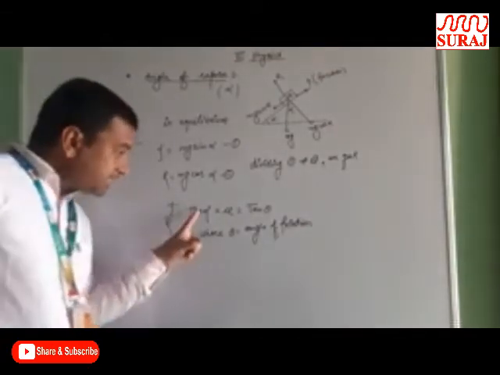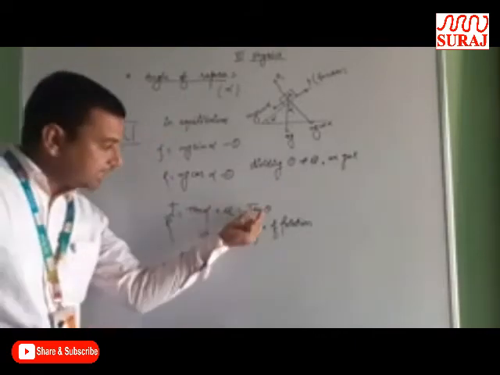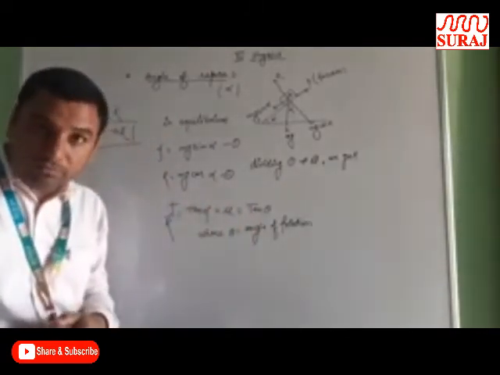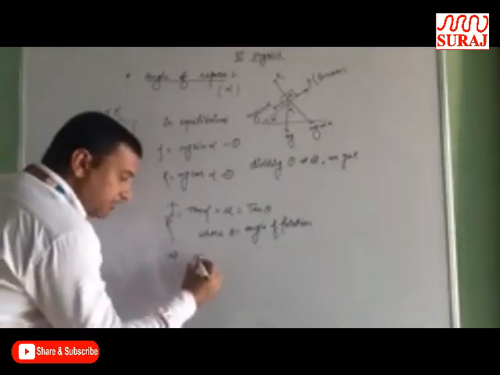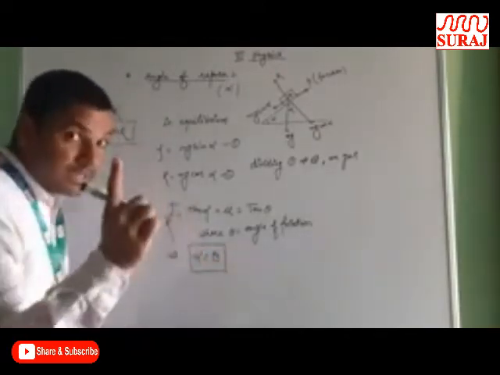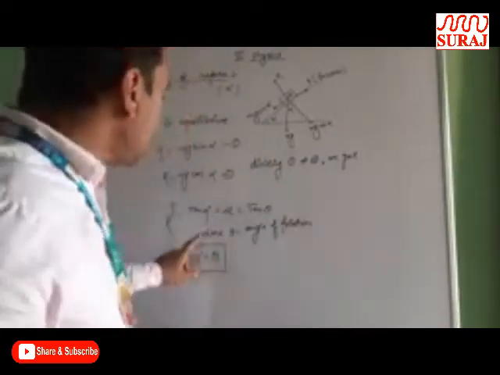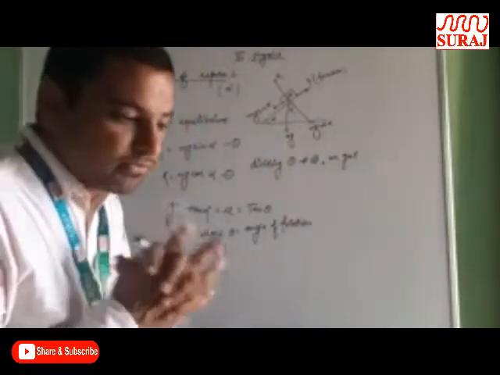Means tan alpha is also equal to mu, and that is always equal to tan theta. Theta is the angle of friction, that is also equal to mu. Hence we can say that alpha is equal to theta, means angle of repose कब तक? When actual motion is not started. Alpha is equal to theta means angle of repose must be equal to angle of friction.